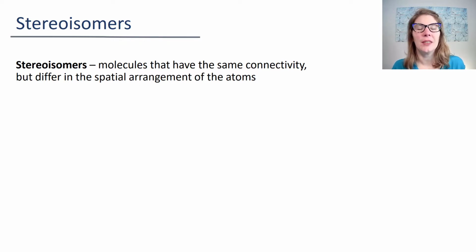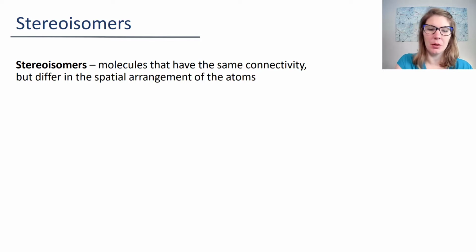Stereoisomers are a classification of molecules that have the same connectivity, but they differ in the spatial arrangement of the atoms. So what that means is the atoms are connected in the same way, right? They're not constitutional isomers where there were different atoms and different connectivity. They have the same connectivity, but the atoms are not pointing the same direction.